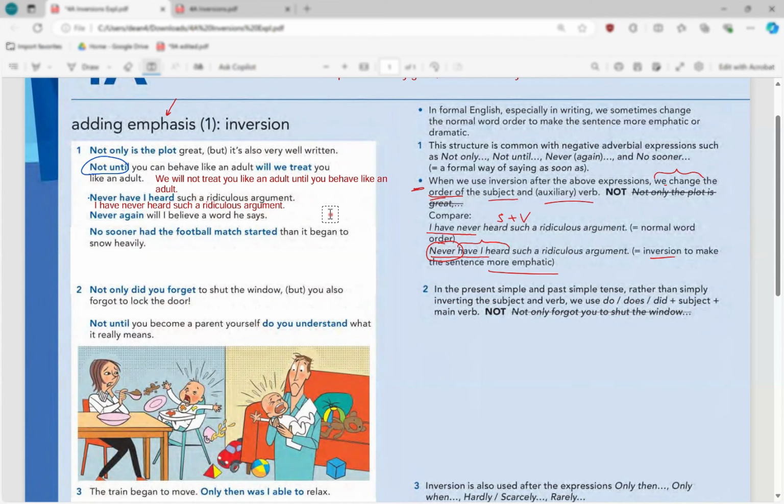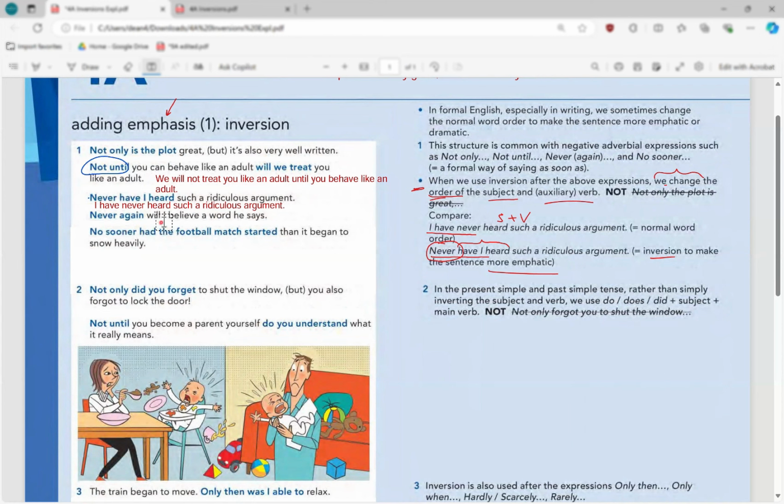I am using inversion just to make my writing more effective, more emphatic, to increase the effect of it. And that's true, actually. When you read that, like, "never have I had," you see, the tone changes. Never have I had such a ridiculous argument. Or, I have never had such a ridiculous argument. So when you do the inversion, reading also should change. The tone also should change, guys.